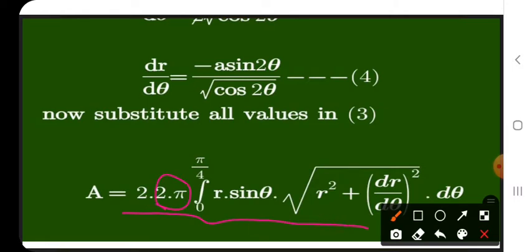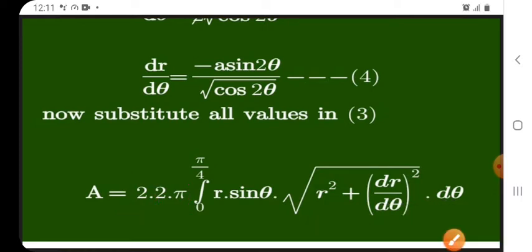Actually we have only 2 pi in that formula, but I multiplied with 2 because by using this area formula, we find only half area. If I double it, we get the full area. So I multiply with the 2. Now I substitute all values in this one.